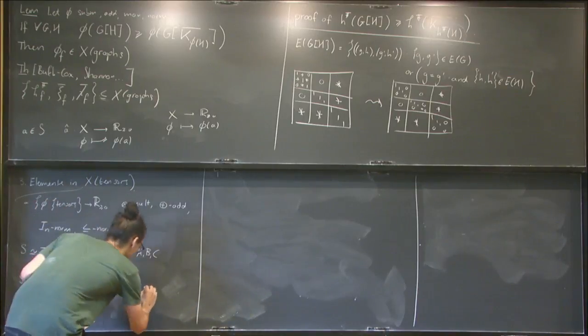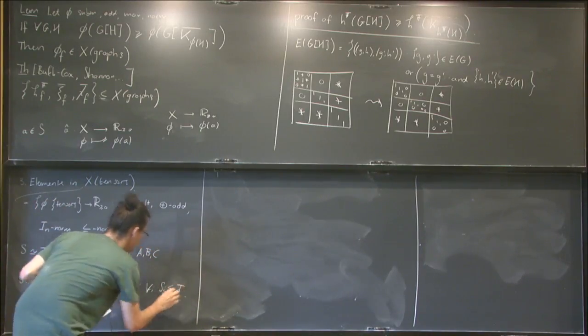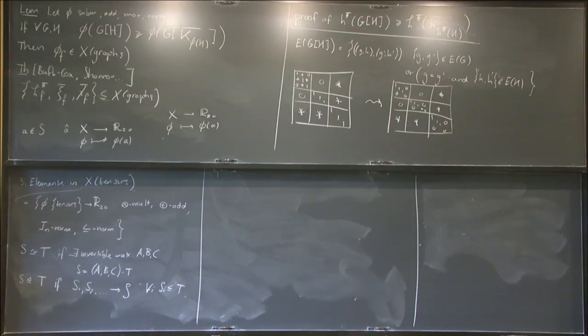And I want that for all i, S_i is smaller than T in the usual pre-order. Yeah, so I just define these two extra notions on tensors.